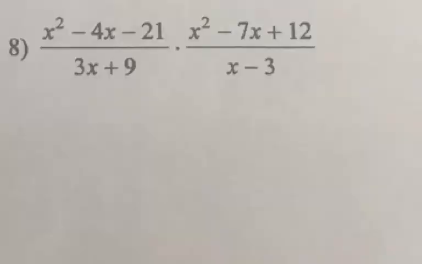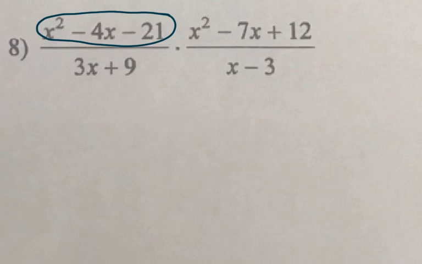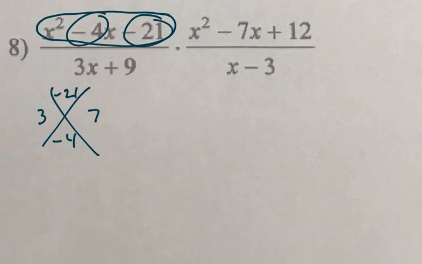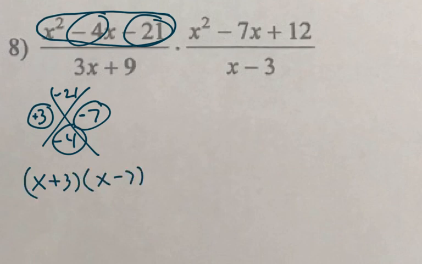All right, let's do another one. Now, in this one, you should recognize this right here is also the X method. This time I need a negative 21 with a negative 4 in the middle, right? And 3 times 7 is 21. To get negative 4, I need to do plus 3 minus 7. Again, 3 minus 7 is negative 4. So what I have so far is x plus 3, x minus 7.